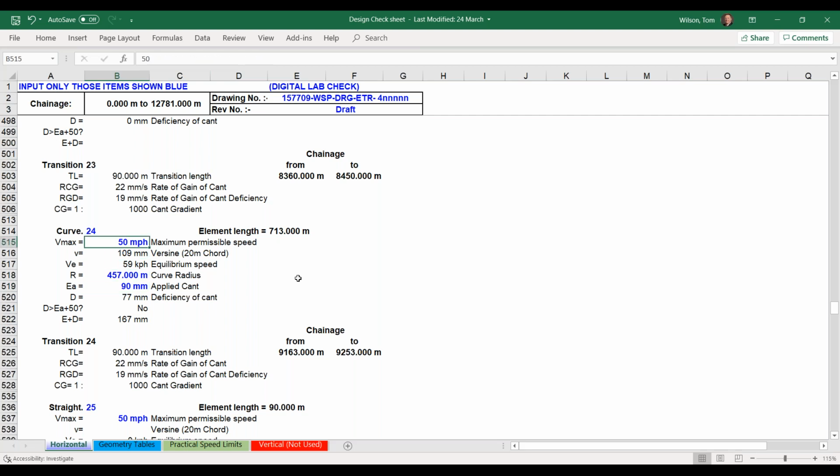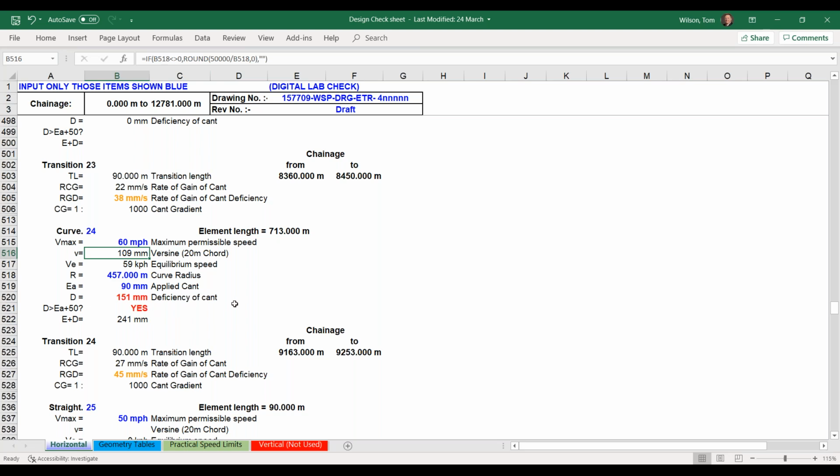Can we go faster than that? Can I do 55? Well, let's go 60 miles an hour. If I type 60 in there, you see some of the figures start to change straight away. Now I'm getting red error messages, which tell me it's bad. The first one I'm going to tackle is this 151 deficiency of cant. I talked about 110 being the normal value; 150 is the absolute maximum. The minute you breach 150, computer says no. And there's another one where D is more than the applied cant plus 50, which also brings up a yes.